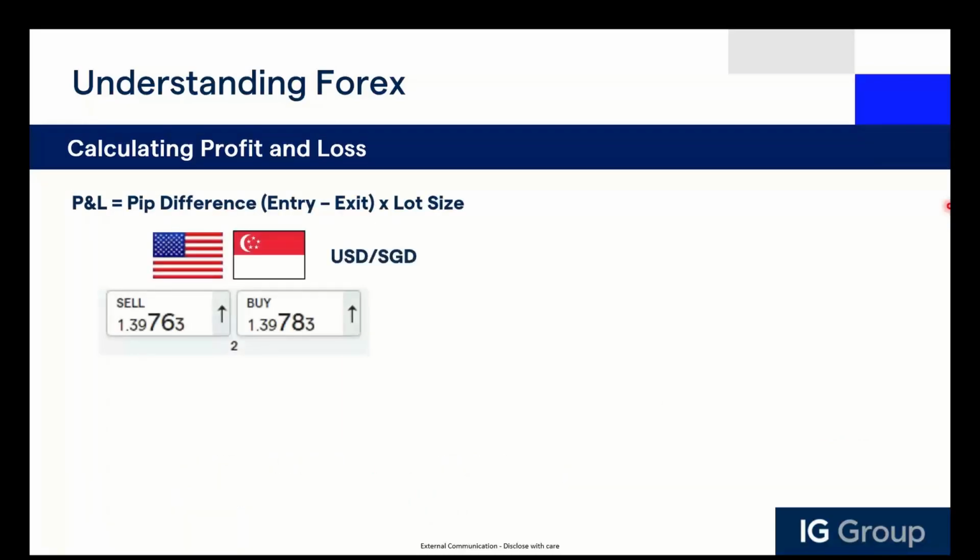Okay, so here's another example, in a more localized context. Again, we look at the pip difference multiplied by the lot size, nothing too complicated. So this time, the US dollar against the Singapore dollar. If you look at this exchange rate, 1.39763, just to recap, what it means is that 1 US dollar is worth 1.3976 Singapore dollars.